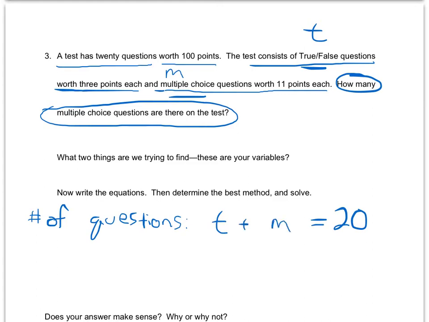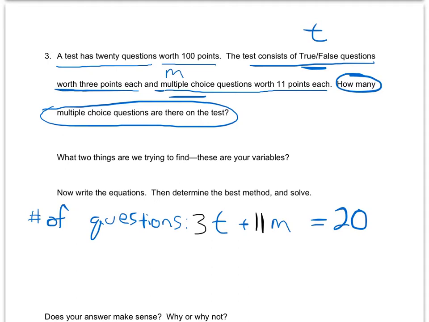Now, I want to ask you guys, and don't write this right now, I just want you watching. Should we put the number of points that each one's worth? So the true-false are worth 3 points. Again, you are not writing this. Should we put 3 here, and then the multiple choice were worth 11? Should we put those in and say, oh, now my 3T plus 11M is equal to 20 questions?